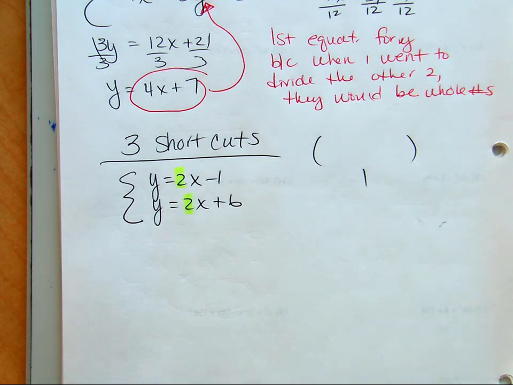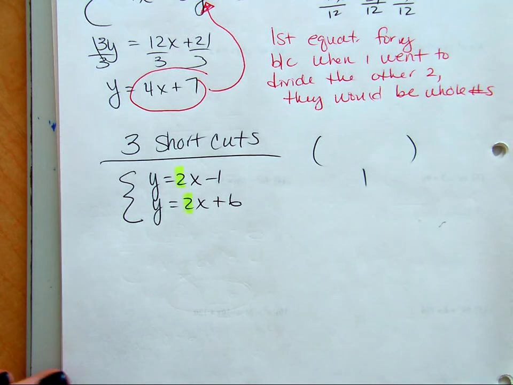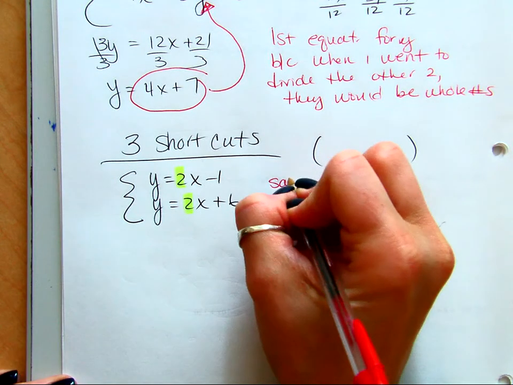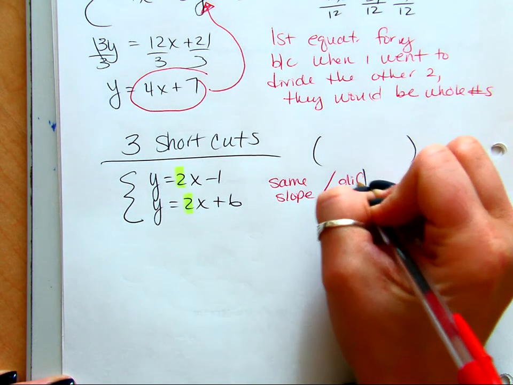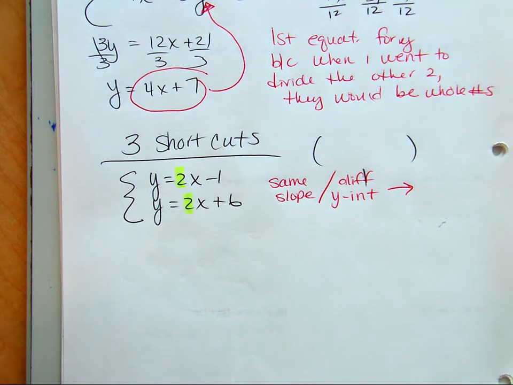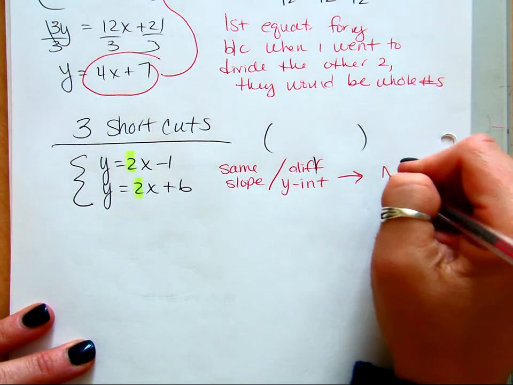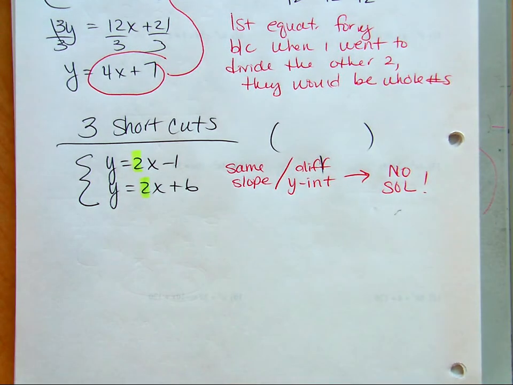If I say solve the system and you say parallel, does that tell me what the solution is? No. It's kind of like true. What does true mean? Infinitely many. What does false mean? So I want you to make yourself a note. Same slope with a different y-intercept every single time will mean no solution because they are parallel and parallel lines will never touch. Shortcut number 1. Save yourself some work. Okay?